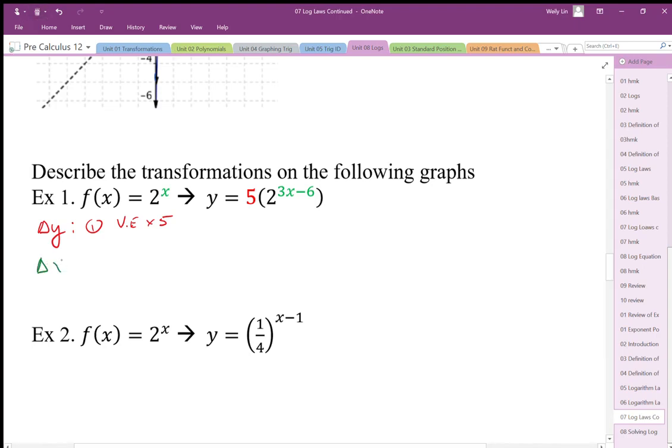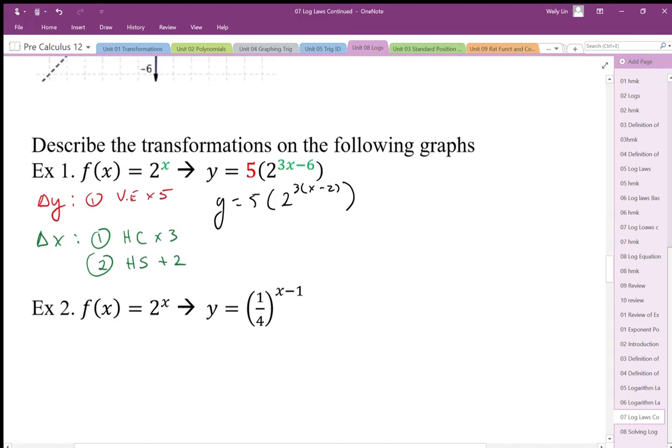Now I'm getting used to doing this in factored form, so I'm going to rewrite this in factored form. I get y equals 5 bracket 2 bracket 3x minus 2. The factored form allows me to do the compression first, shift last. That's the idea behind using a factored form. So I'm going to do a horizontal compression by 3. The second step is a horizontal shift, plus 2 to the right. So there's my transformation.